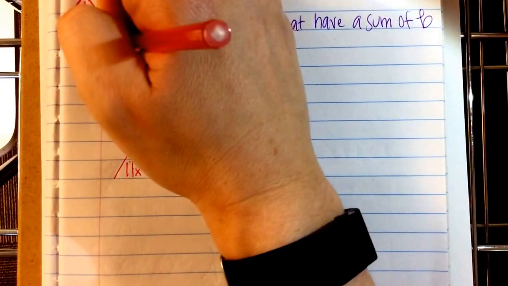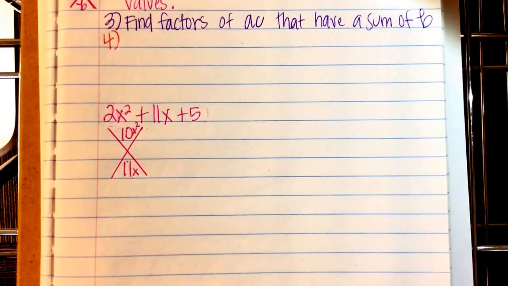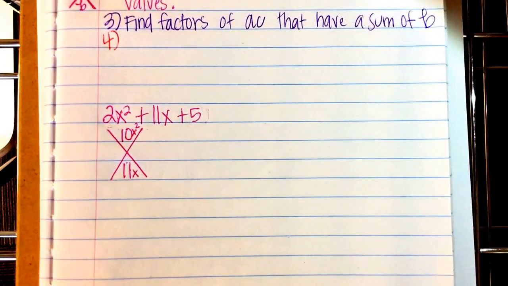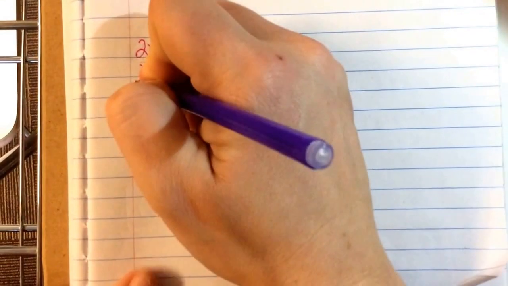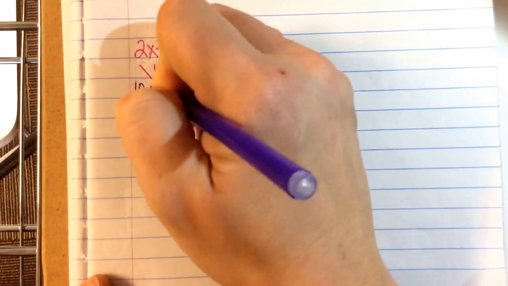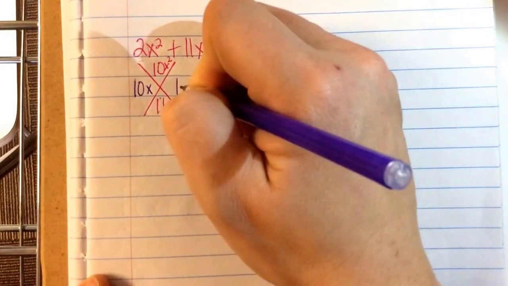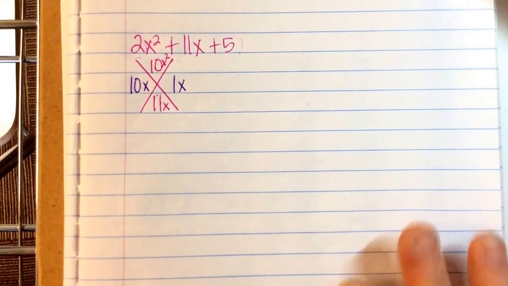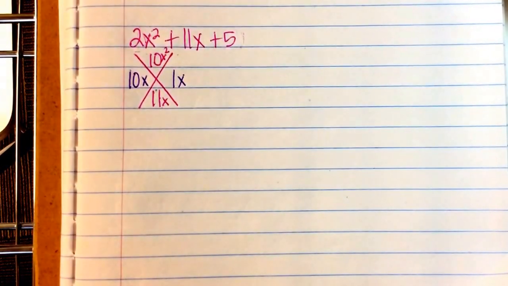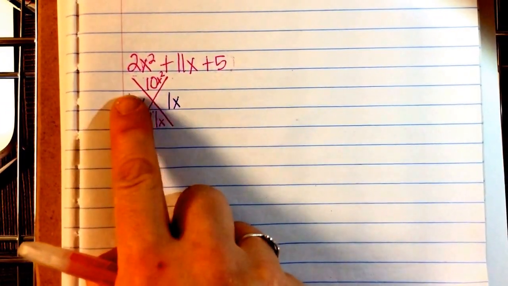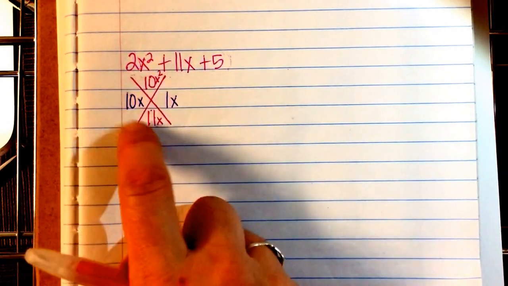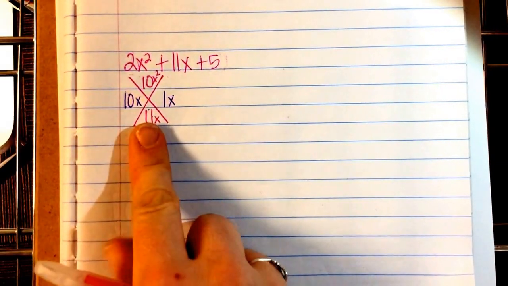Let's do this. 10x and 1x. Sorry, forgot to tell you that. So there are my factors, 10x and 1x. When I multiply them, I get 10x squared. And when I add them together, I get 11x.